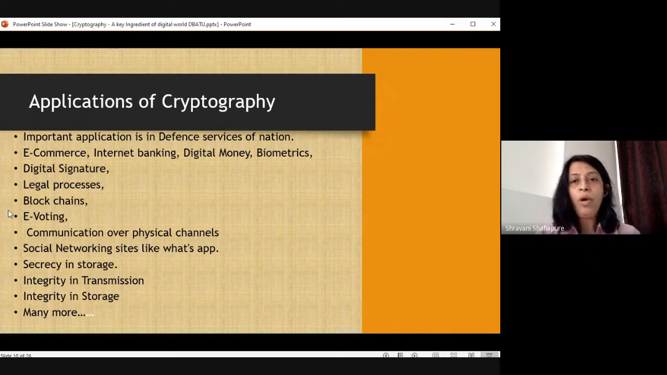Nowadays, it is used by e-commerce, internet banking, digital money, biometrics, digital signatures, cryptocurrency, everybody knows that, bitcoins and all, blockchain, e-voting, secrecy in storage. Then we are now talking a lot about WhatsApp, privacy, end-to-end encryption, you must have heard about, and social media. In many places, cryptography is now used even for legal processes. We can move on to the next slide.